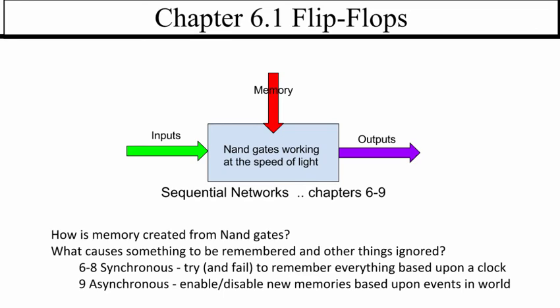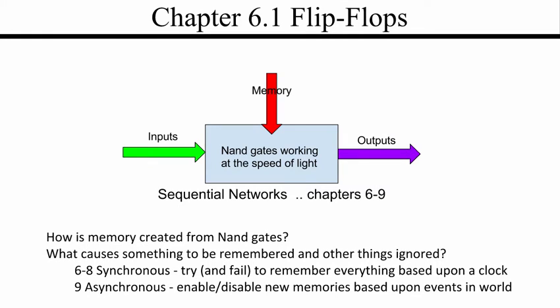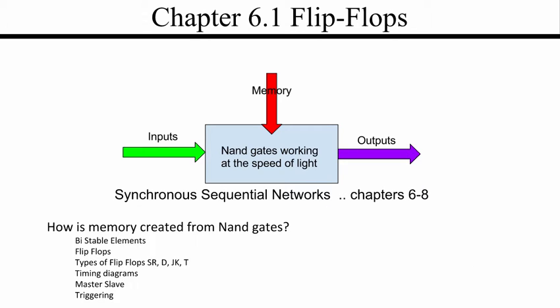We're going to have two different kinds of answers to this second question. Chapters 6 through 8 are going to use a clock to determine when something's remembered. So we're going to try to run the clock as fast as possible to capture all the events of reality. Chapter 9 goes back to how the brain works. There is no clock, and we use the events of the world to trigger memory.